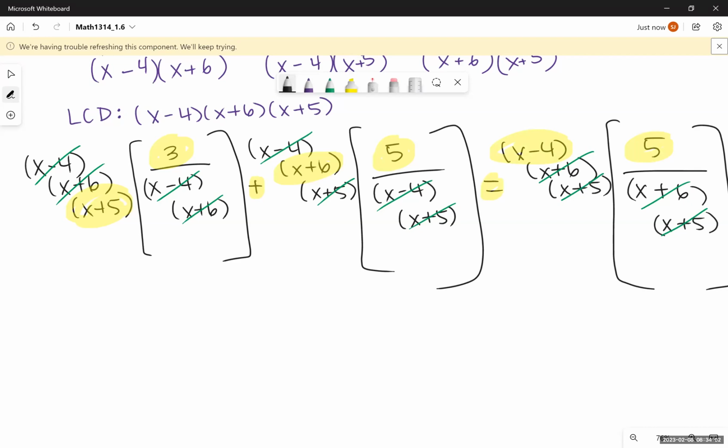So again, if you do see that there's one thing that remains in the numerator that doesn't get canceled and it changes for every fraction, you can just jump straight into your linear, then go ahead and do that. Right here, I have 3 open, x plus 5 close, plus 5 open, x plus 6 close, equal 5 open, x minus 4 close. That's how you solve this problem, by now doing this linear equation.